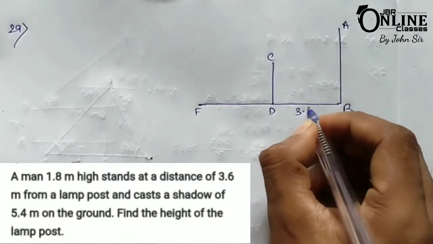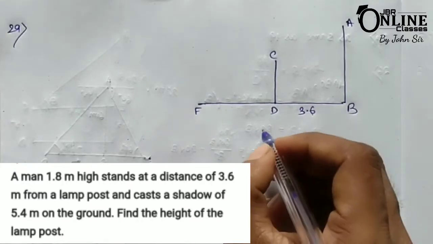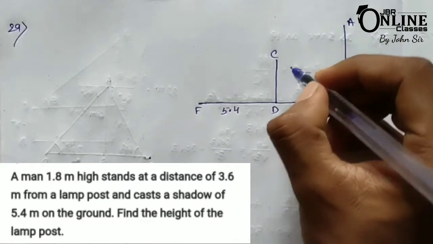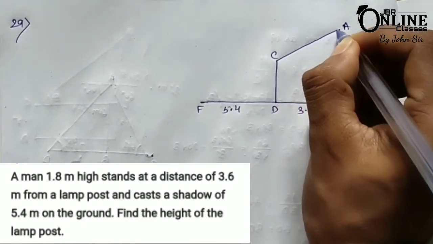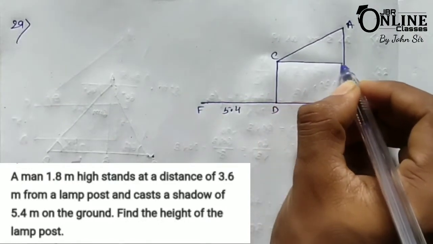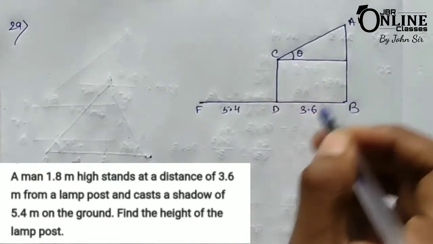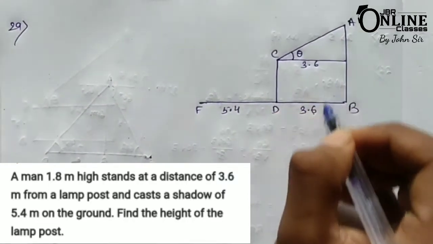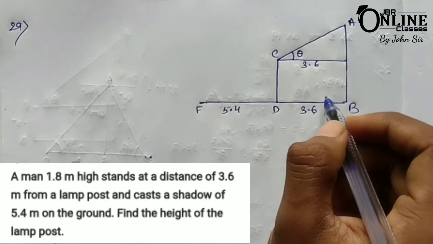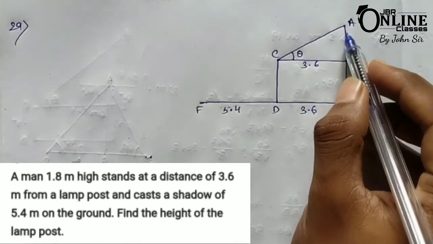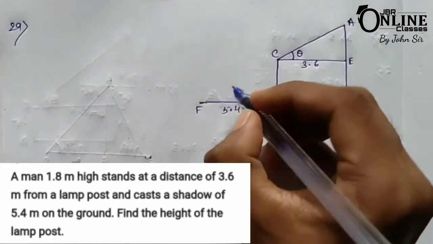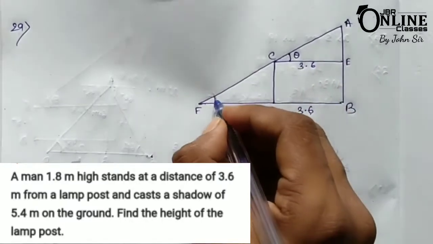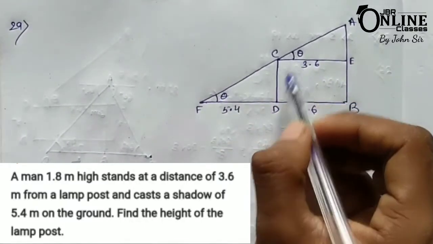So first, the distance between the man and the lamp post equals 3.6, and the length of the shadow equals 5.4. Now that is the angle. Suppose this one is theta, and this one is theta. If this one is 3.6, then this one is also 3.6. Now you have to find the height of the lamp post. That means you have to find the length of AB. Just connect this one. As this one equals theta, this one is also theta.